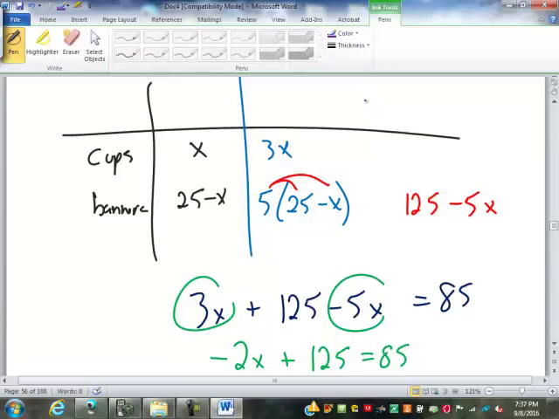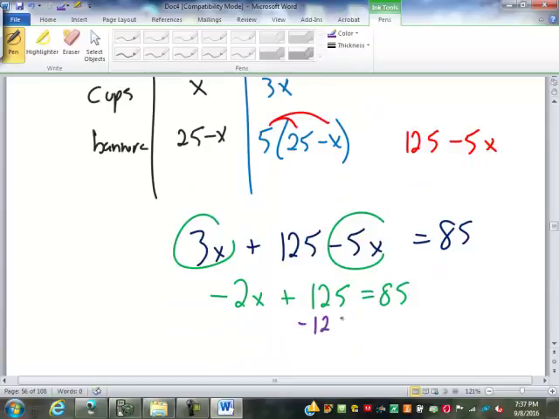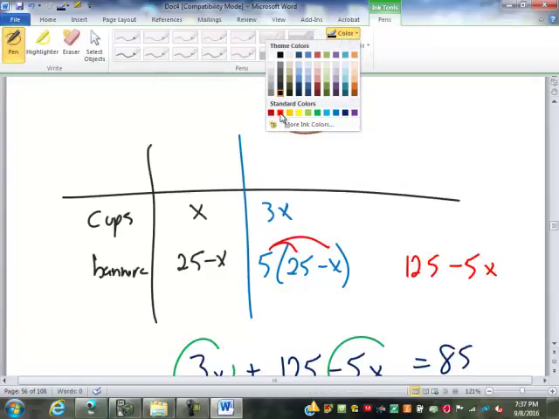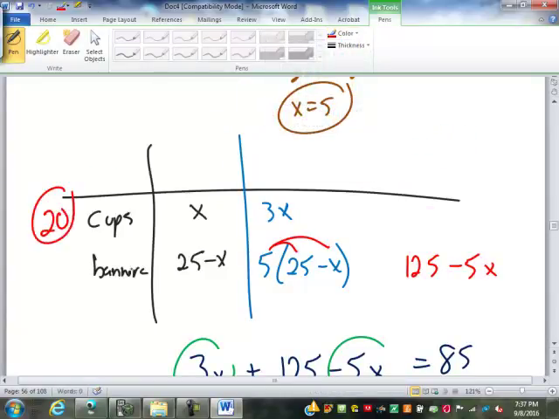And then subtract 125. So negative 2X equals negative 40. And then divide by negative 2. X equals 20. Now that looks like it's different than the first one, but remember, X now represents the number of cups. So that's 20. Banners is 25 minus 20, or 5. So it's the same answer. Just the variable is representing something different. So the equation looks a little different. Any questions?